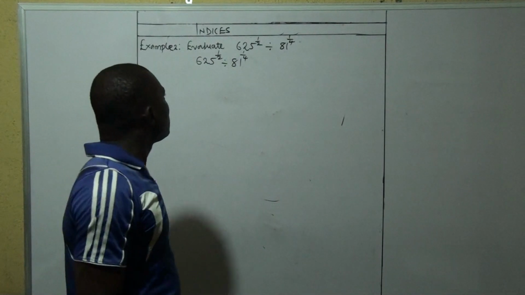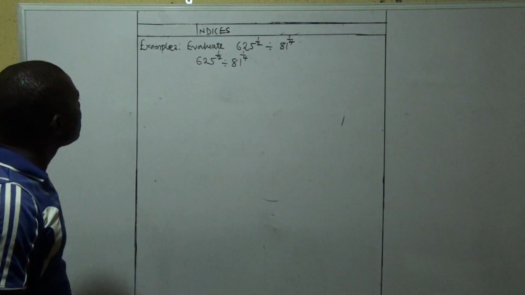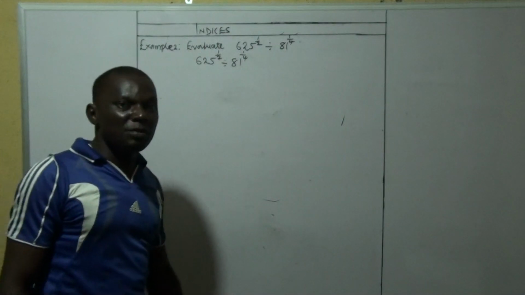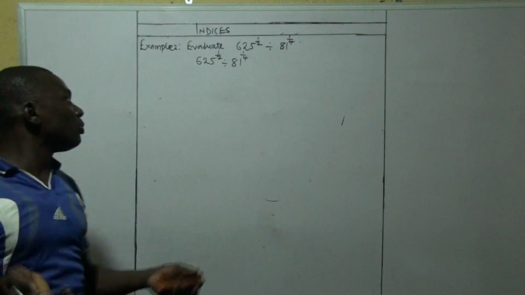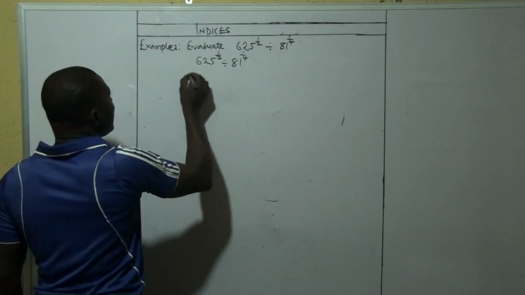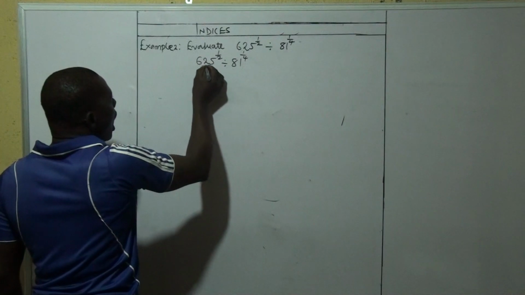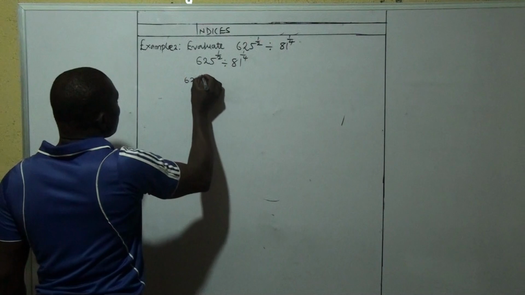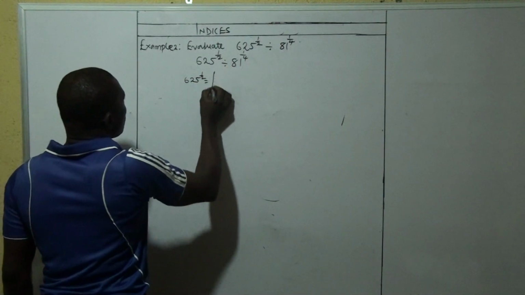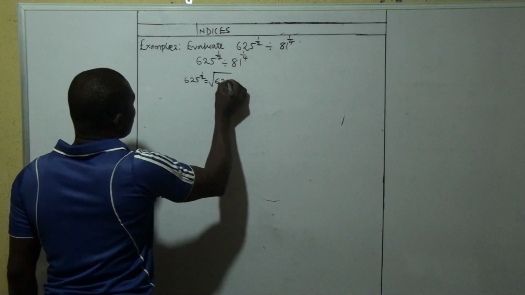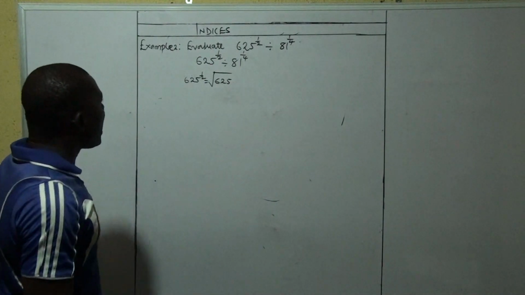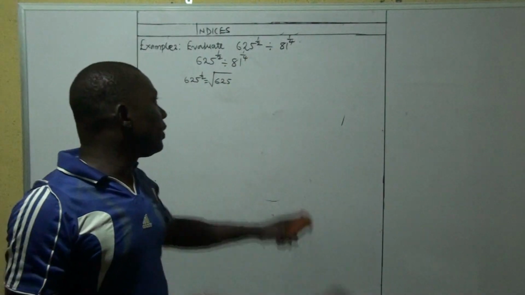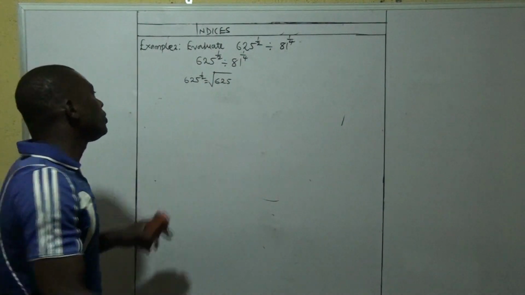So what we need to do here, you see that these numbers do not have something in common, but they say you should do something, you have to simplify. Evaluate it. So here, this 625 raised to a half simply means the square root of 625. So we ask ourselves, which number will multiply itself twice to give us this number? That will be the square root.